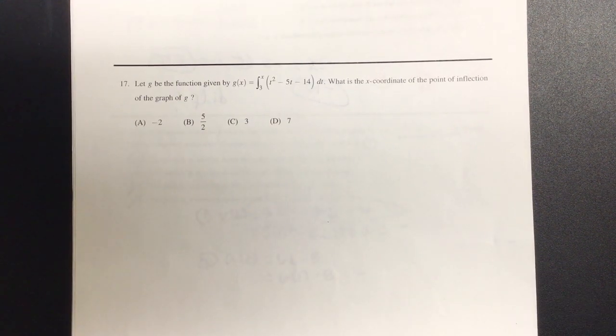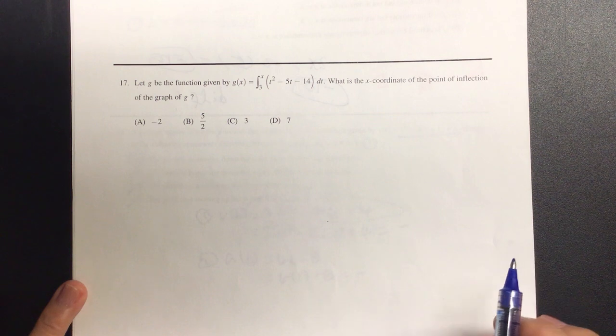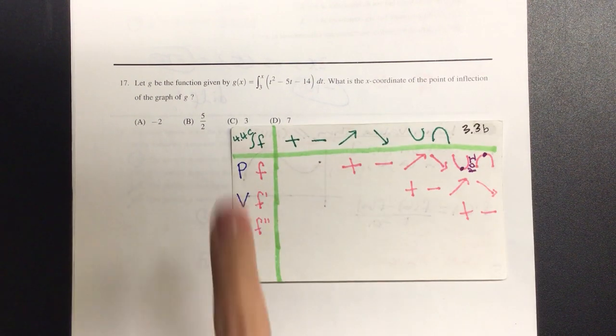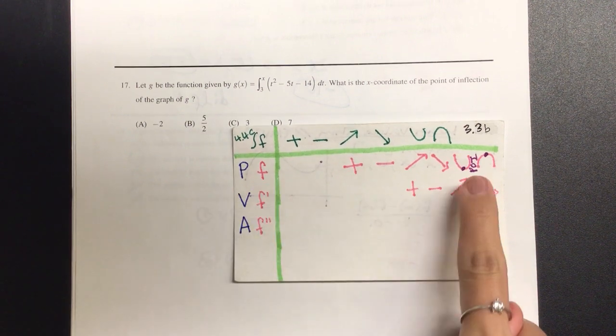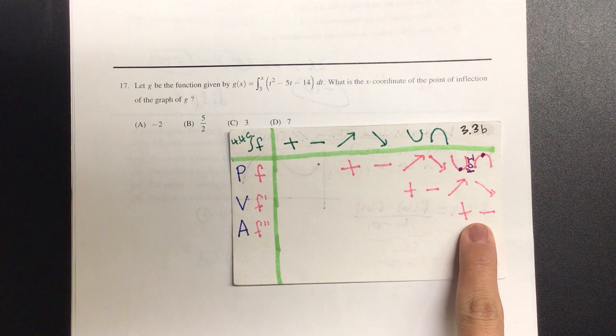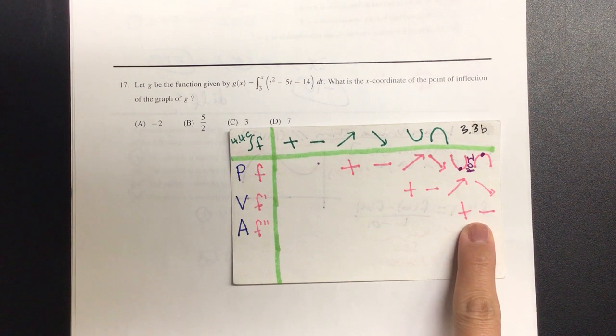Okay, on number 17, Jacqueline, let's read. Let g be the function given by g of x equals the integral of 3t squared minus 5t minus 14 dt. What is the x coordinate of the point of inflection of the graph of g? So for point of inflection, how many times do we need to derive? Ooh, let's see. When given a point of inflection, we need to derive twice and set that equal to 0, because the number between positive and negative must be 0, yes?